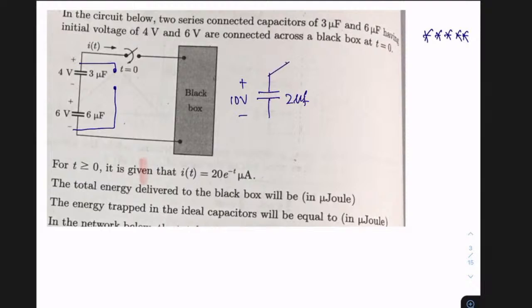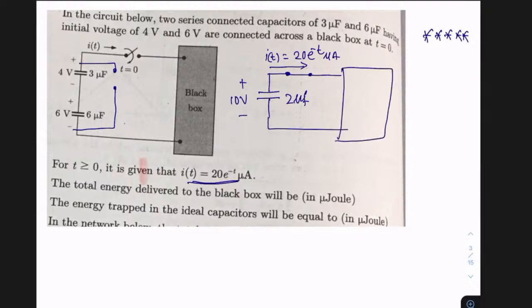Then, if I draw the circuit for t greater than 0, the switch is closed for t greater than 0. So I'm closing the switch. And this current i(t) is also given to me, and that i(t) is 20 e raised to the power minus t microampere. That's what is given here. And this is your corresponding black box. So what question are they asking? The total energy delivered to the black box will be how many joules? In microjoules.